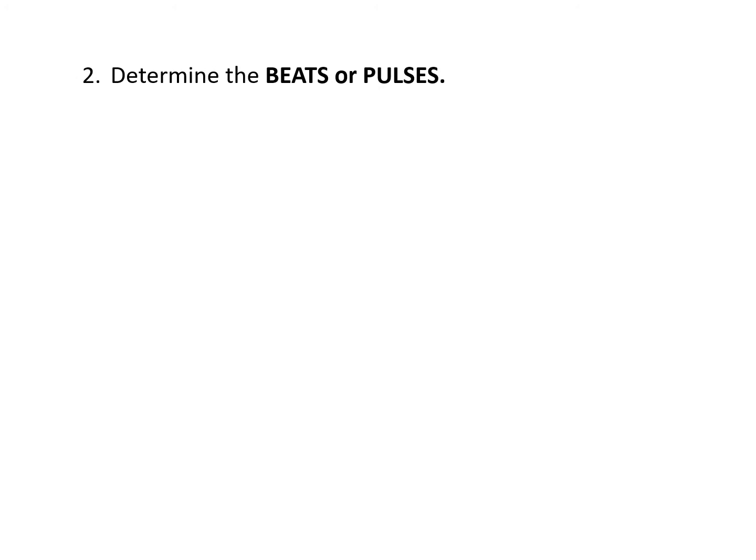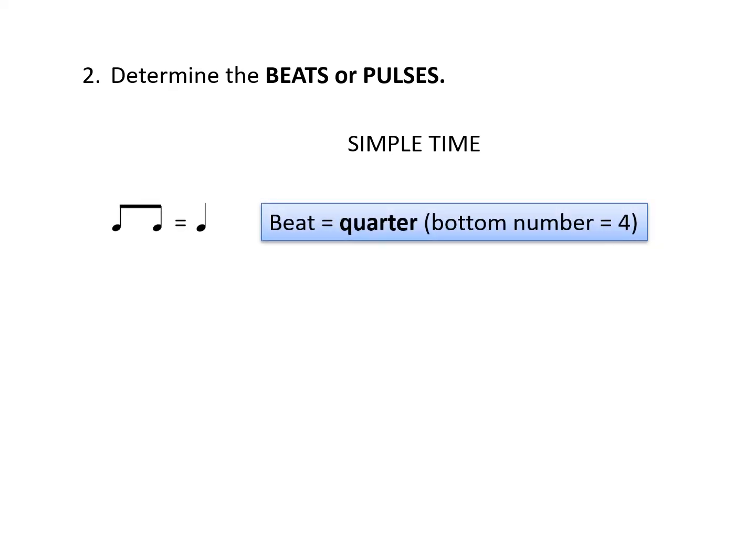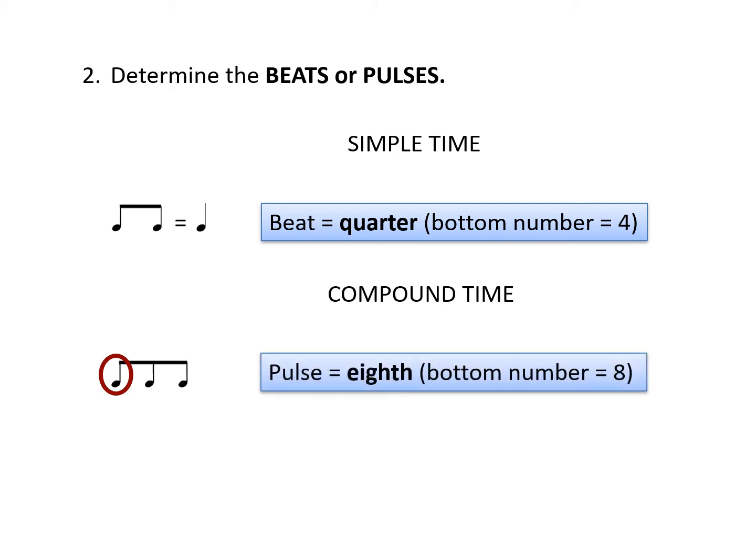Once we have identified the meter as simple or compound, we need to determine the beats or pulses. For simple time, you only need to add the two note values together to get the beat. Here we get a quarter note, and so the lower number of the time signature will be 4. In compound time, the pulse will be the single note value in the group of 3. So here it's an 8th note, and the lower number of the time signature will be 8.